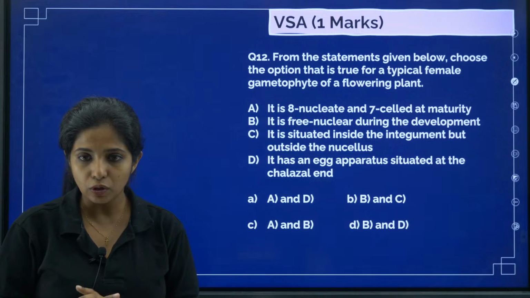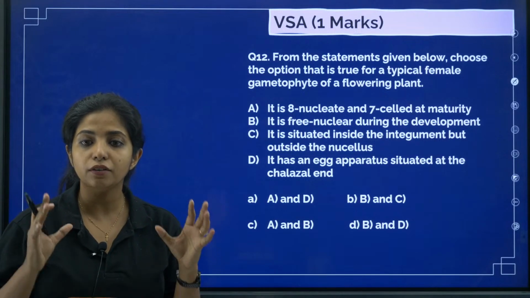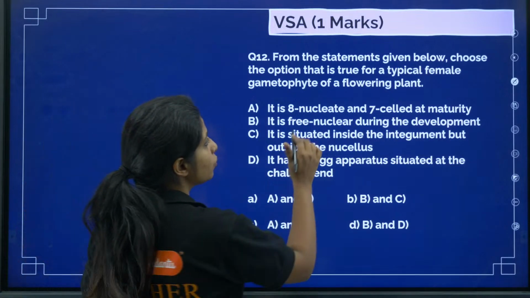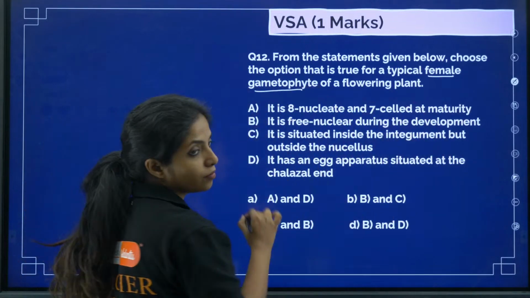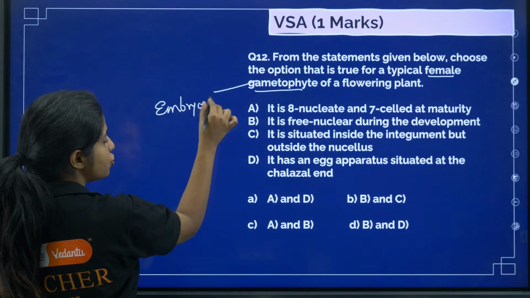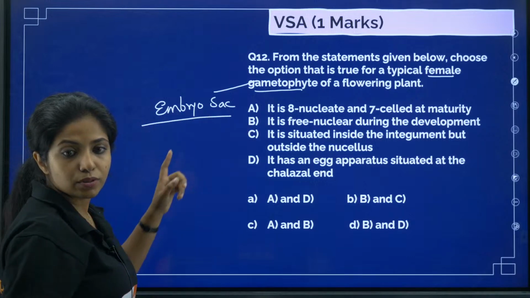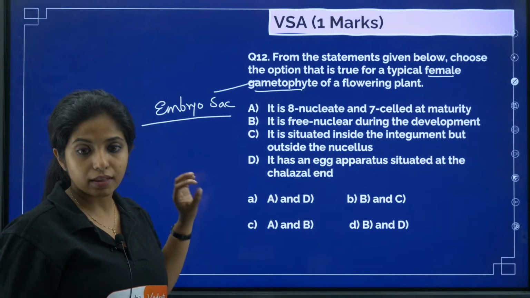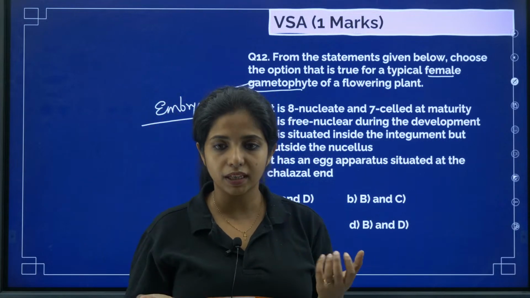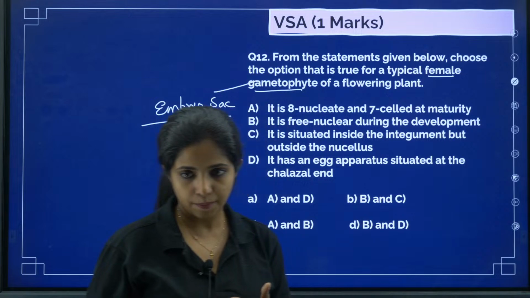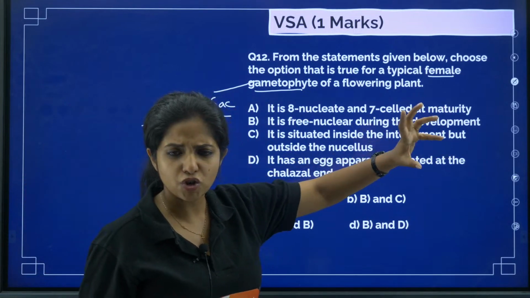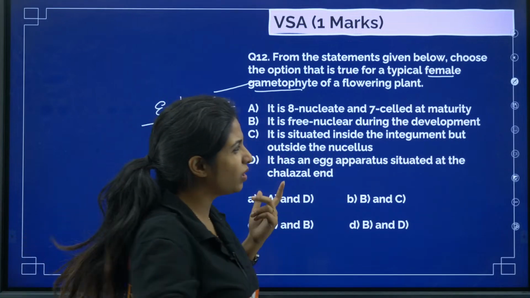From the statements given below, choose the option that is true for a typical female gametophyte of a flowering plant. What is the female gametophyte of the flowering plant? The female gametophyte is the embryo sac that we just drew right now. That is the female gametophyte, as in the one that will have the gametes. That is what you mean by female gametophyte. Now, what is true? That is the question. Okay, so it is 8 nucleate and 7 celled at maturity. Ma'am, what? I didn't understand.